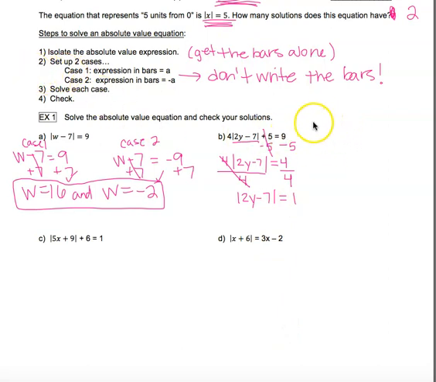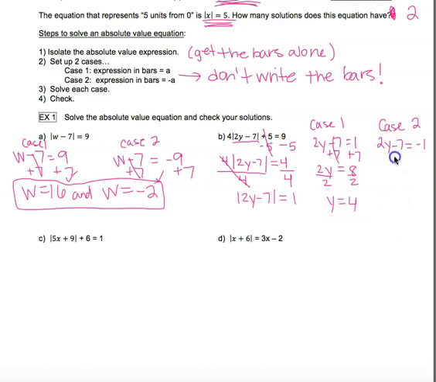Now I set up my 2 cases. So case 1, I take the expression that was in the bars, which is 2y minus 7, and I set it equal to the answer, which is 1. Case 2, take what was in the bars, 2y minus 7, down here, set it equal to the opposite of the answer. So equals negative 1. And now I'm going to solve. So need to add 7. Gives me 2y equals 1 plus 7 equals 8. Then I need to divide by 2, and I get y equals 4.